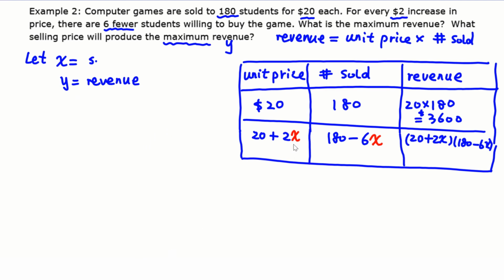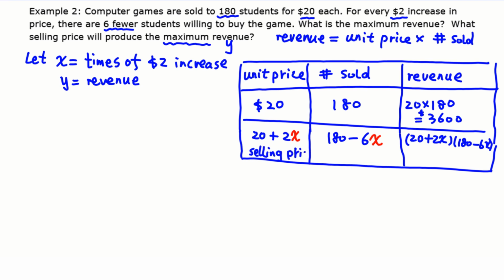So now this x is not the selling price, this x is the number of times of the $2 increase. And here be careful, this unit price is your selling price. Once you have x, you need to substitute to find the selling price. So the selling price is not x.